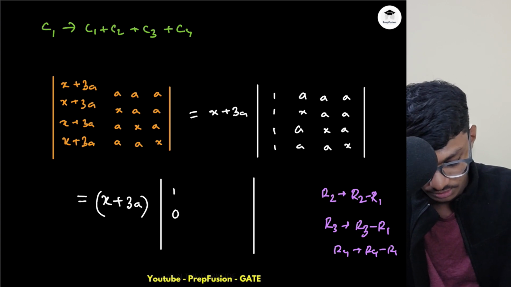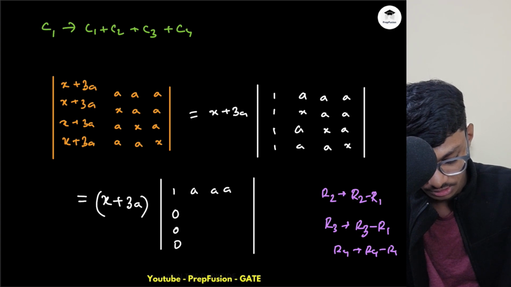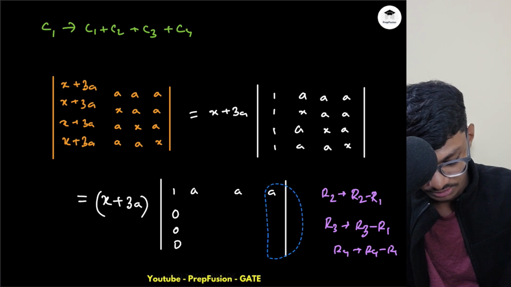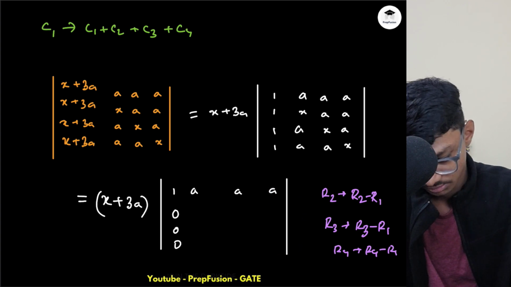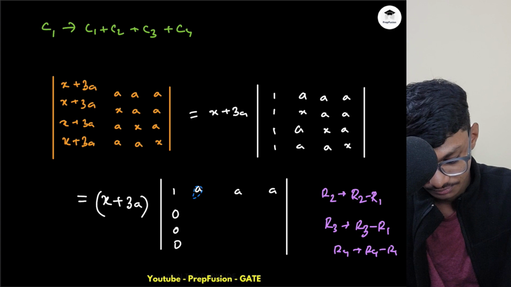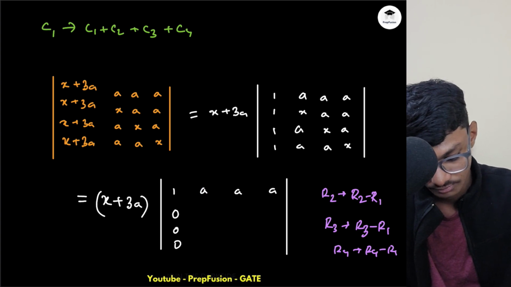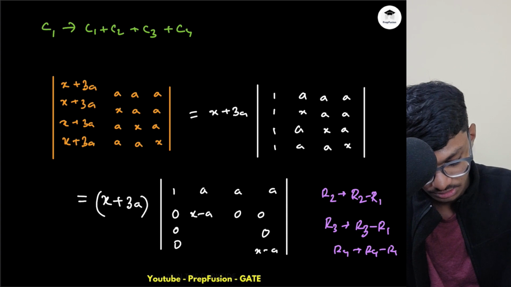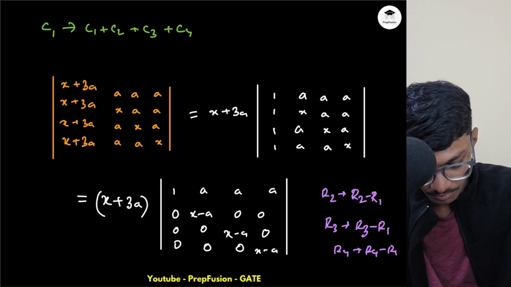so this will be 1 0 0 0. This will be a, and I have to make more space because there will be some x minus a's. So this is x minus a, this is 0 0, this will be also 0, this will be x minus a, this will be also 0 0, this will be x minus a, and this will be 0. Okay, now this is like an upper triangular matrix.